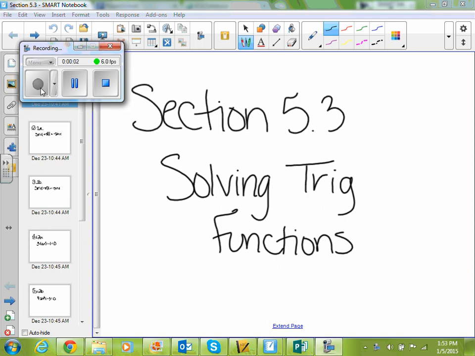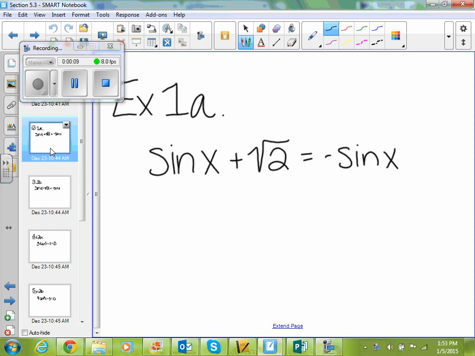Okay, so today we're going to use our unit circle to solve various trig functions. If I look at example 1, I'm given sine of x plus the square root of 2 equals negative sine of x, and I need to solve that for x. The first thing I need to do is get my signs together. In order to move this sine of x, since it's positive, I'm going to subtract sine of x from both sides.